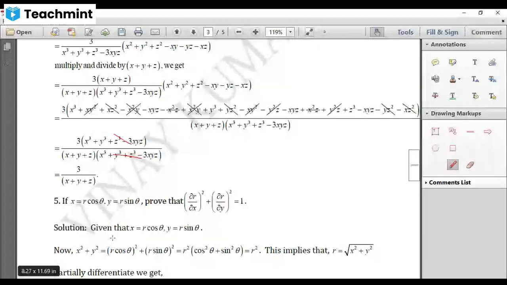The next one is, if x equal to r cos theta, y equal to r sin theta, then prove that dou r by dou x whole square plus dou r by dou y whole square is equal to 1. So we need derivative of r with respect to x and r with respect to y. But here, your x is a function dependent on r and theta. Y is a function dependent on r and theta. So we need r in terms of x and y. Then only we can find this.